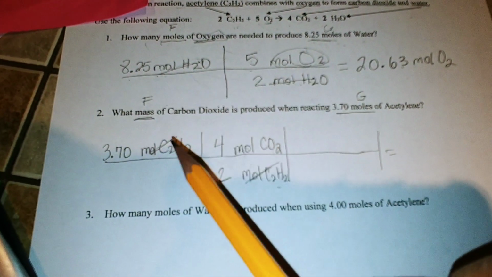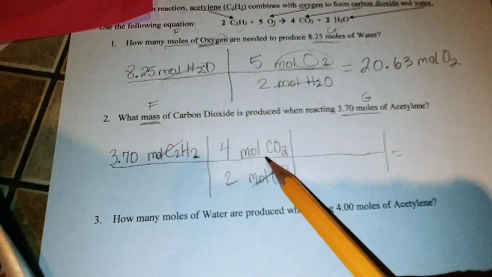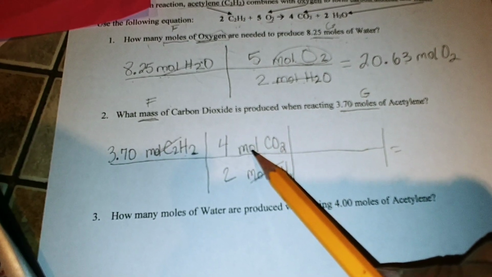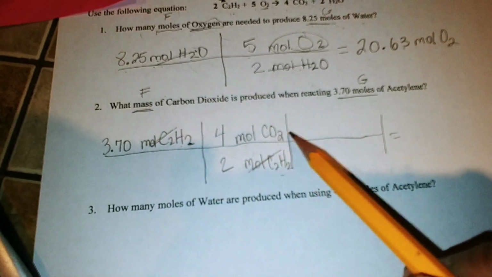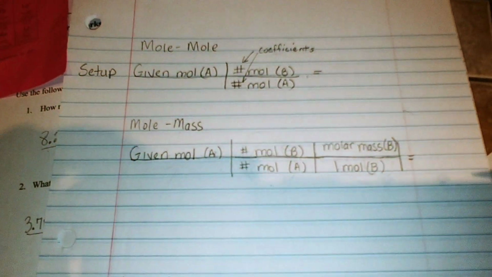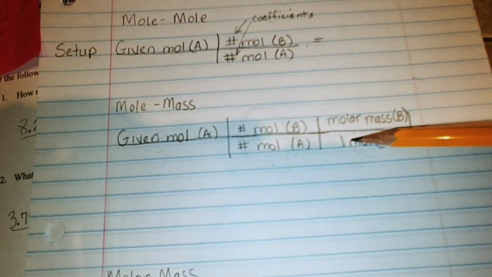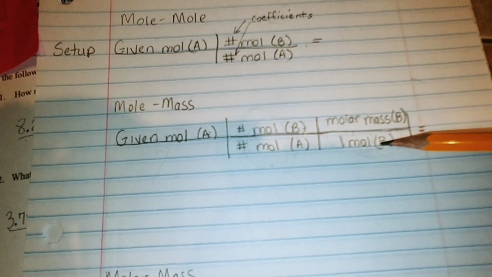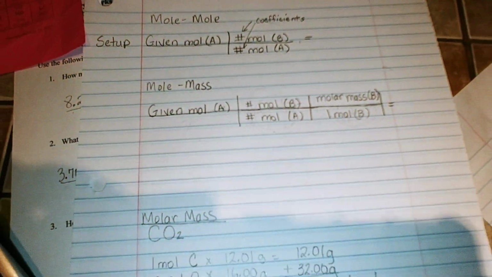So they're asking me for mass of carbon dioxide. Obviously, this would give me moles of carbon dioxide. That's not what I want. So now I have to convert these moles into mass. And to do that, I'm going to use the molar mass of carbon dioxide. Not only that, but I'm looking at the notes in the foldable. And remember, this will guide you. It tells you it's going to be 1 mole of B, which re-establishes that that's carbon dioxide. And right above it, it's going to be the molar mass of B, which again is carbon dioxide.